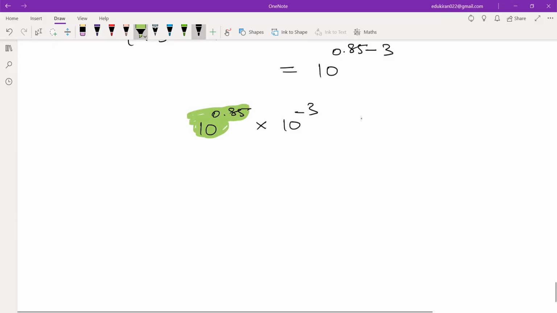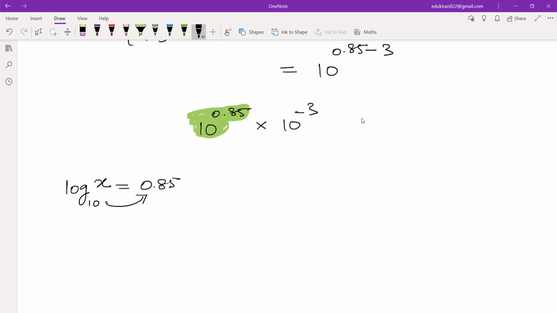Now the log comes. What is it saying? It is saying log of 10, right? There is some number here, and we have to find the x here. Yes or no? So log of what is equal to 0.85? Near to 0.85, you tell me.